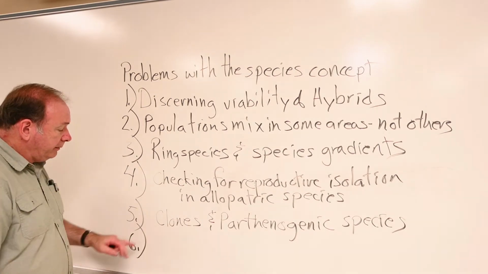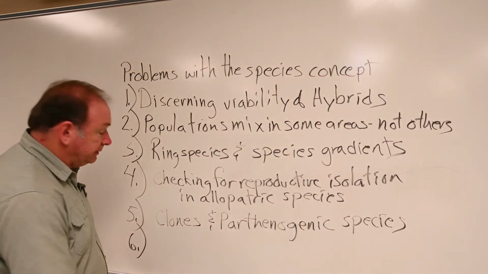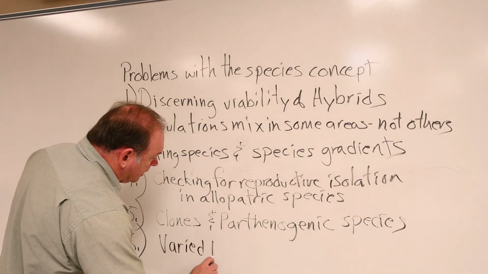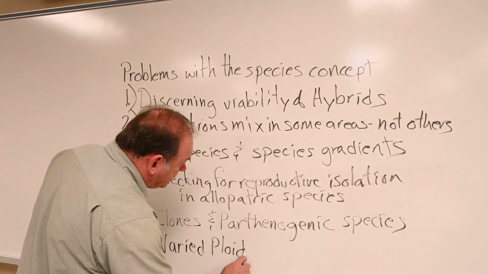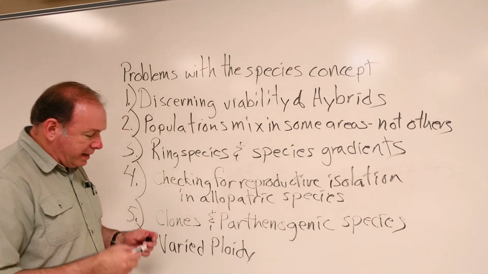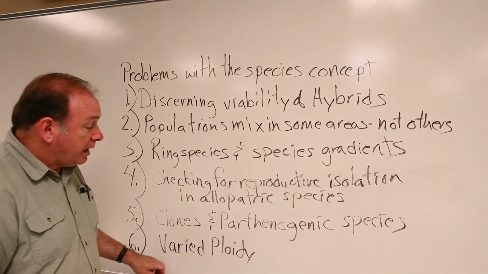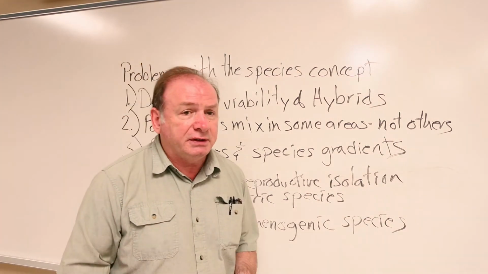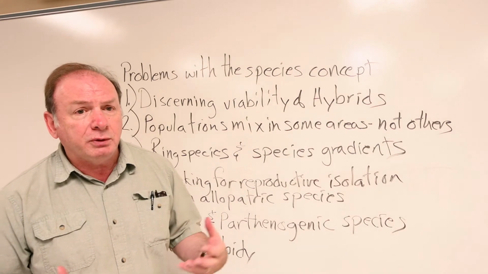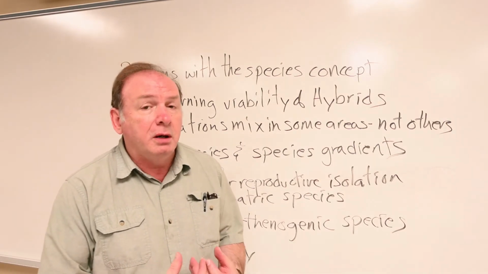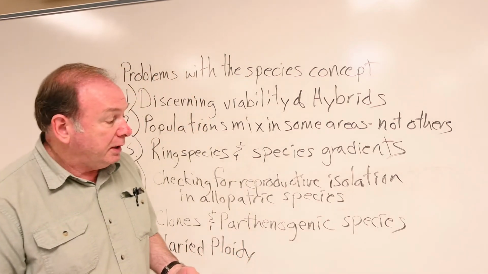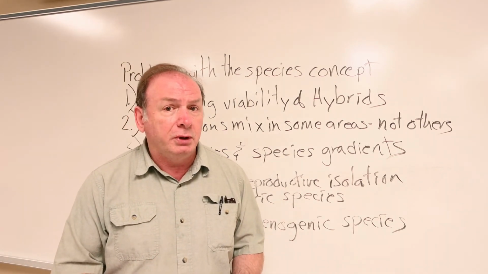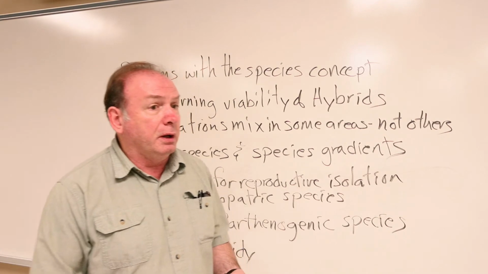What do we do with that? Number 6, varied ploidy. That means numbers of copies of the genetic information of the chromosomes in the cell. So we know what diploid means, and it has 2 copies. That's what we are. We're diploid organisms. If you're polyploid, that means you have more than 2 chromosomes of each type in there.